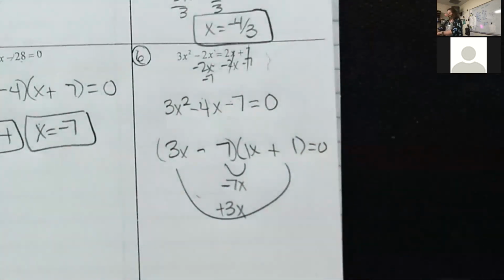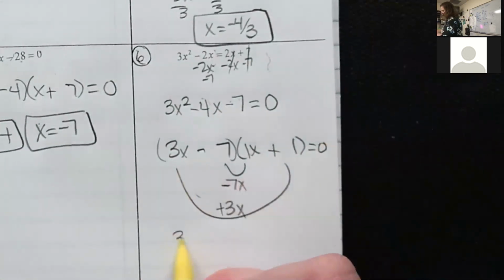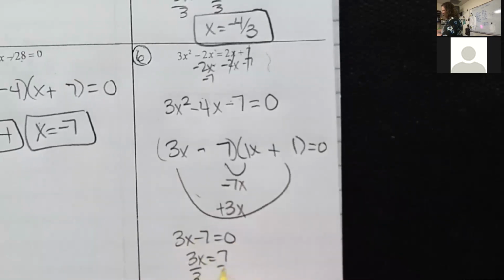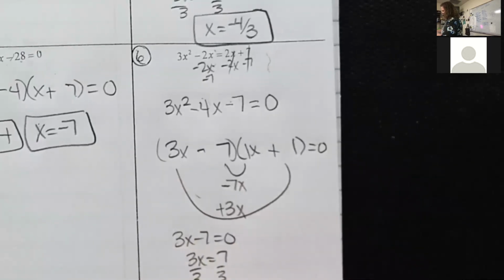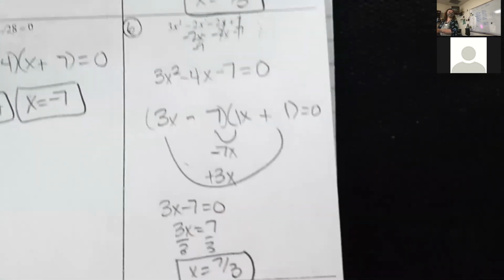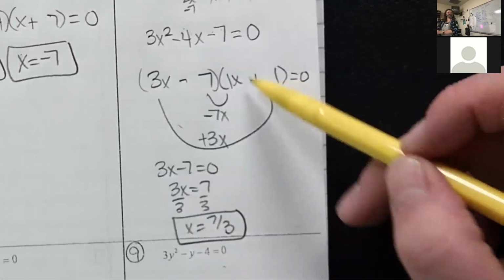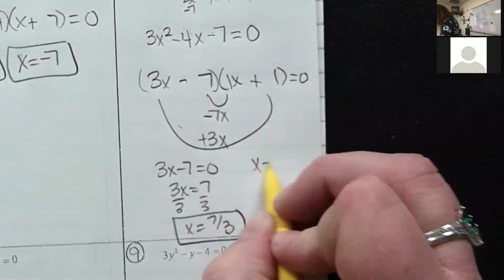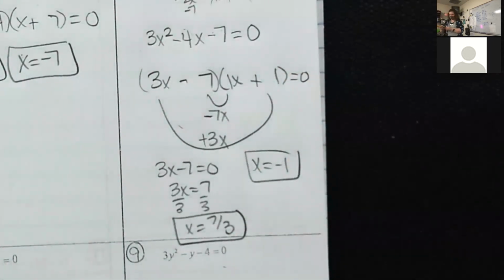Okay. But don't forget, I'm not done. Set them equal to 0. Oh, 7/3, that's cute. How about the other guy? What would you put into the other one to make this 0? Negative 1. So my two answers are, no, not negative, 7/3 and negative 1. There we go. Next problem.